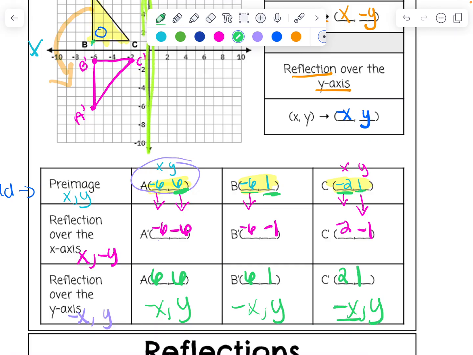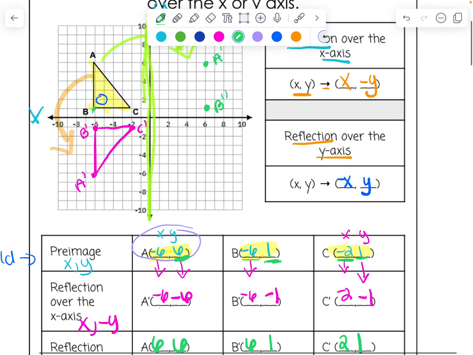So just because your rule has a negative x, it just means it's going to be the opposite of whatever it is. So if it's a negative, the opposite of a negative is a positive. If it's a positive, the opposite of a positive is a negative. So I'm going to go ahead and plot that point, 2, 1, and that's going to be C double prime. And so I'm going to draw my triangle. And if you notice, it's a reflection of the original one. So it flipped from this side to this side, and it has the same distance. So for example, here, C is 2 away from the axis. Your new C is also 2 away from the axis.